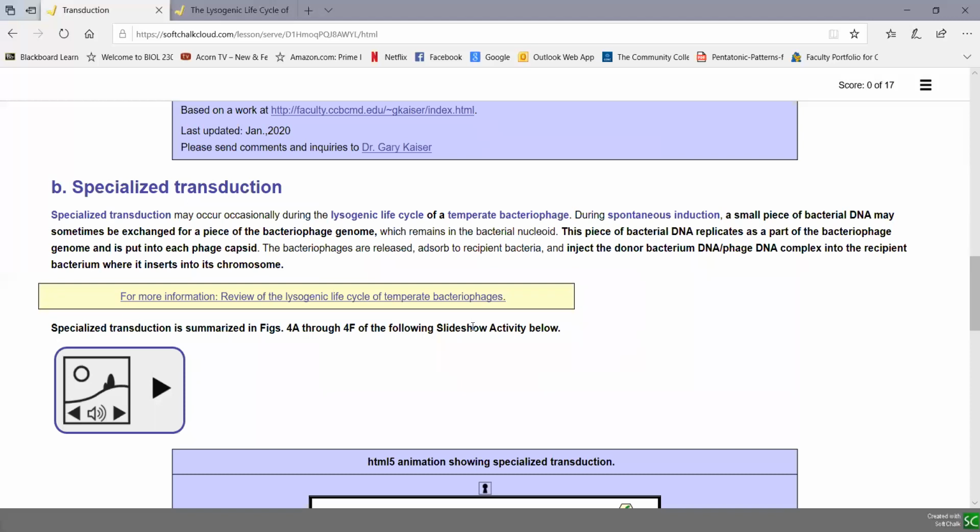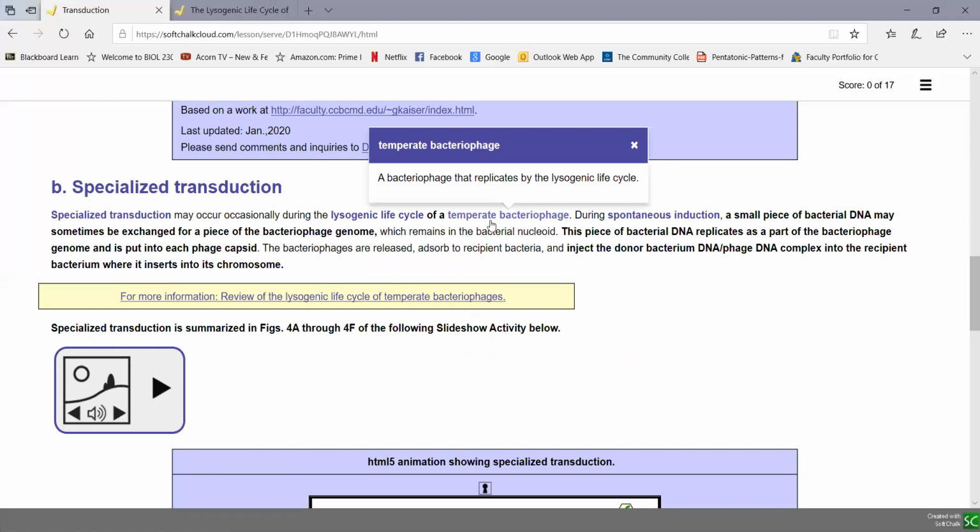Now, specialized transduction is a little more complex. This occurs during a different life cycle called the lysogenic life cycle of bacteriophages called temperate bacteriophages. And the difference here is that with temperate bacteriophages, they can either enter a bacterium, shut it down and replicate like a lytic bacteriophage we just saw, or the viral genome can be inserted into the bacterial chromosome and become a part of the bacterial chromosome. And that's what we're going to follow here, during the lysogenic life cycle of temperate bacteriophages, where the viral DNA eventually inserts into the bacterium's DNA.